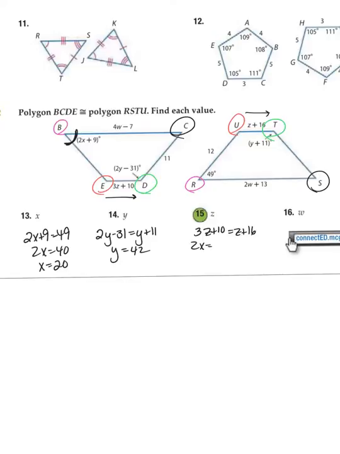So 2Z is 6. Sorry, that should be a Z. Z equals 3. And you can plug back in and check them. Then for my W, W is up here at BC. So that's 4W minus 7 equals 2W plus 13. So 2W equals 20, or W is 10.